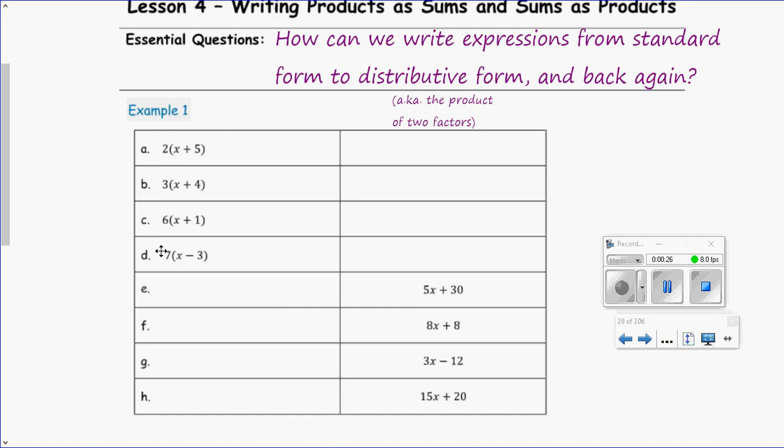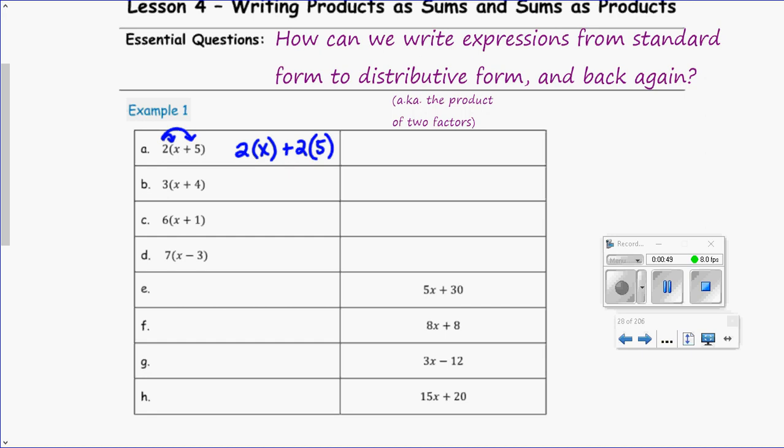I'm going to do examples A and D with you, then I'm going to have you try B and C. So for A and D, we have 2 parentheses x plus 5. I've showed you to use the arrows like this. You also should write it like this. I want to do 2 times x, and I want to do positive 2 times positive 5.